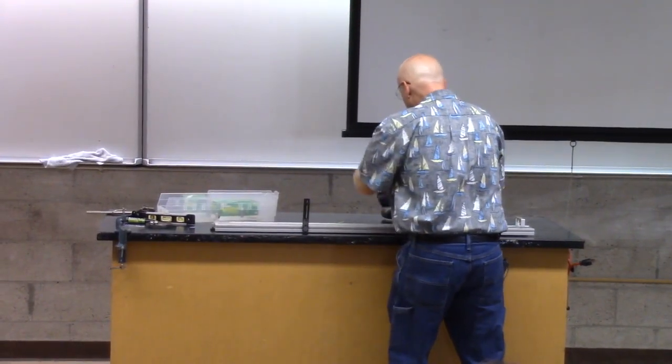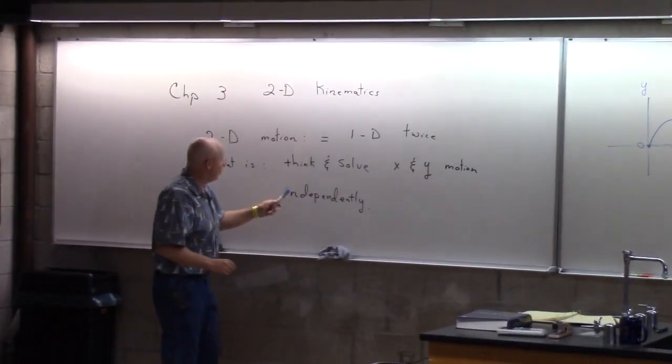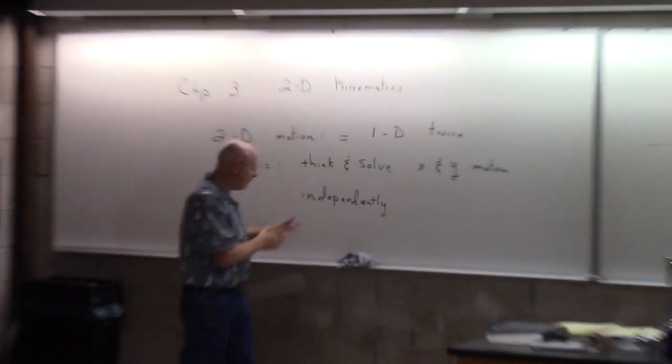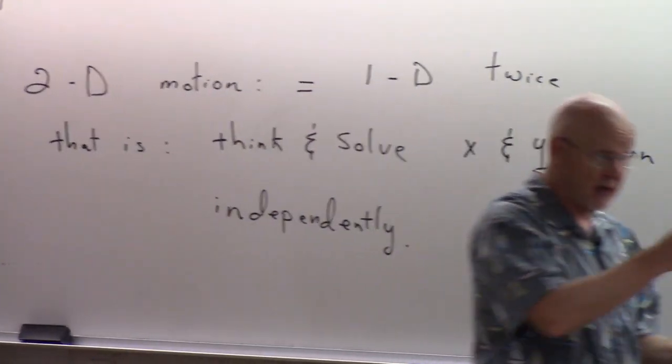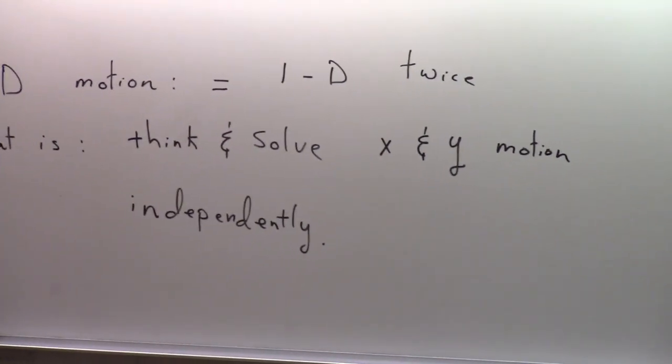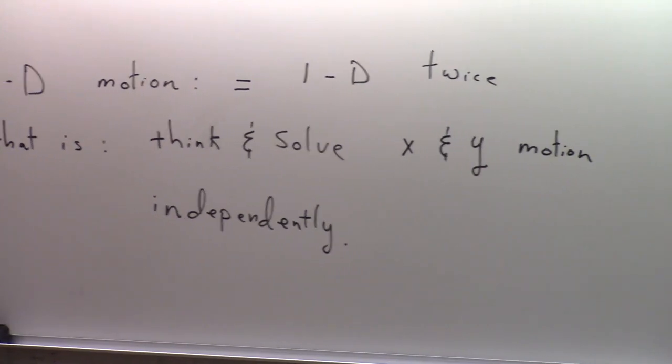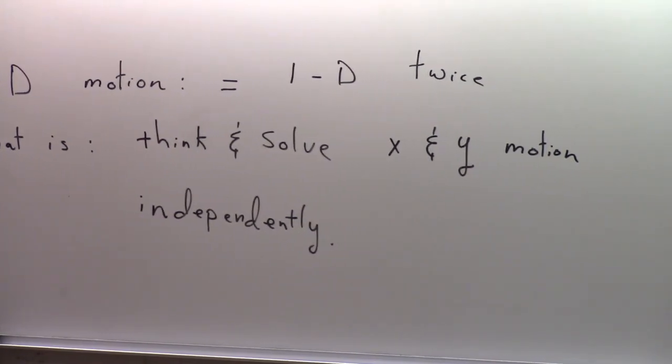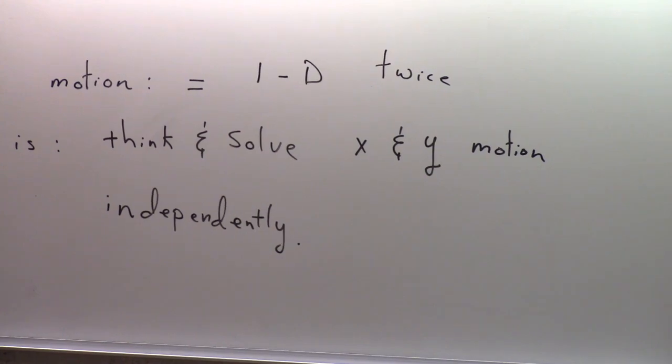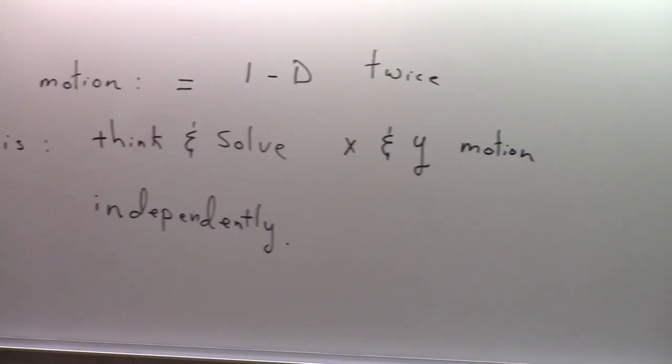That's how nature behaves. So I'll say it again, knowing that that's how nature behaves, we can then justify the start of this chapter by saying, here's what we're going to do. We are going to solve problems as if the x and y motion are separate and independent. Because, of course, they are. That's why I wanted to run those two experiments and have that discussion.